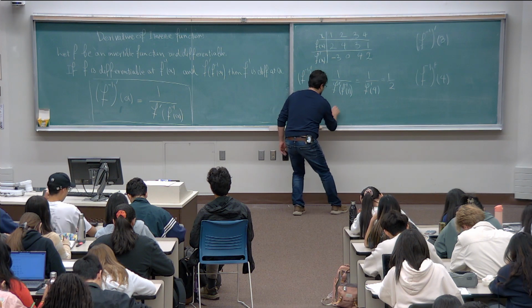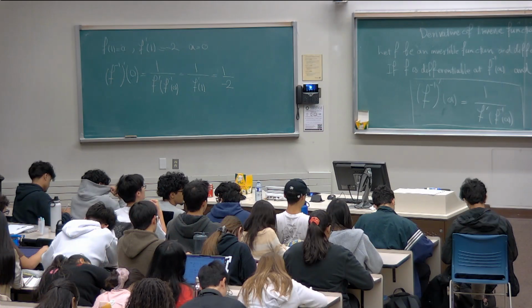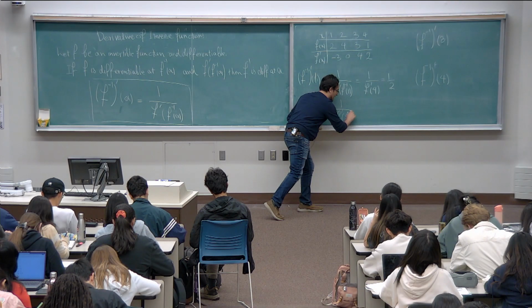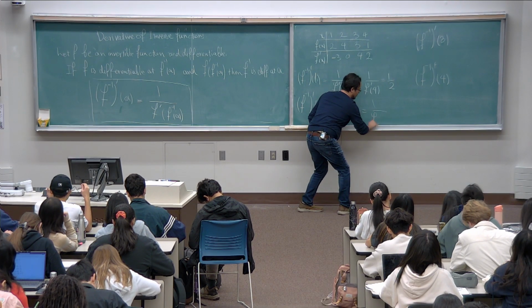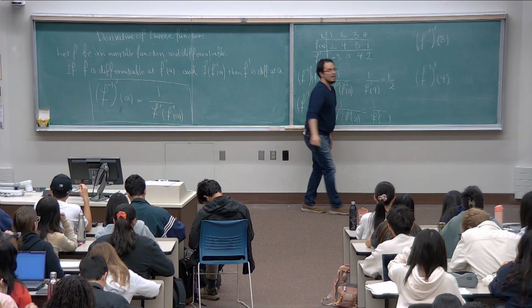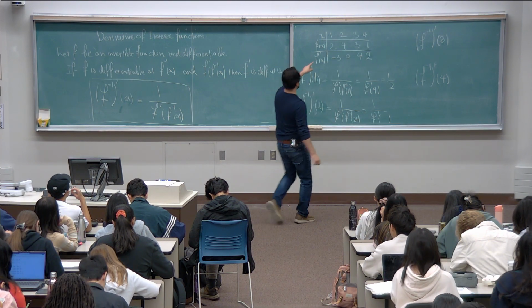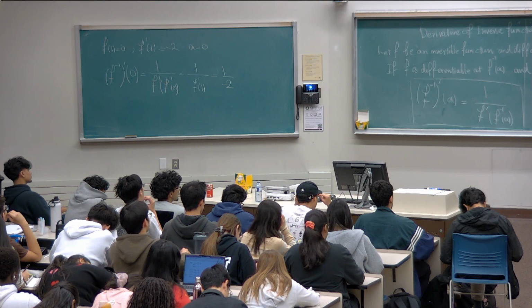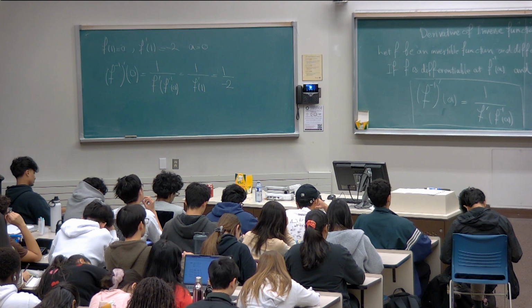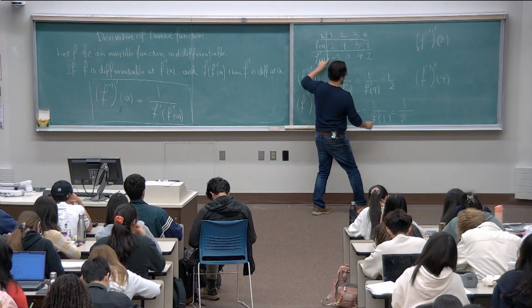The derivative of f inverse at 2 is 1 over f prime, but at what point? F inverse of 2. F inverse of 2 is 1. Why? Because f sent 1 to 2, so f inverse of 2 will be 1. And we are trying to find f prime at 1, which is negative.